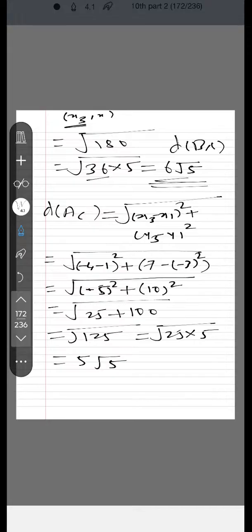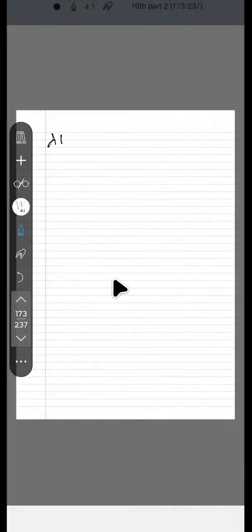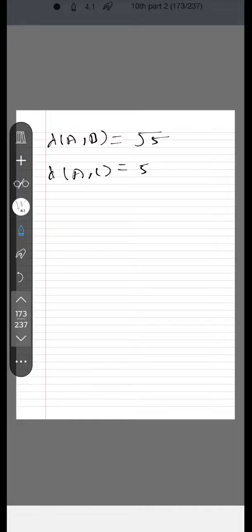Okay, see, we have got here three things, correct. What are the three things? d of A comma B, distance of A comma B, which is 5. d of A comma C, which is 5 square root of 5. And d of BC, which is 6 square root of 5.